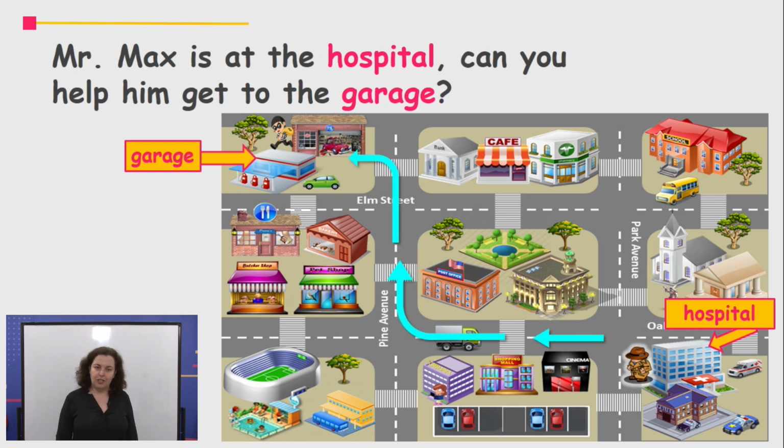Very, very good. So Mr. Max walks on Oak Street. He walks straight on Oak Street until Pine Avenue. He turns right. If you look at the map like I am looking, he turns right and then left on Elm Street. And the garage is on Elm Street. Very good.